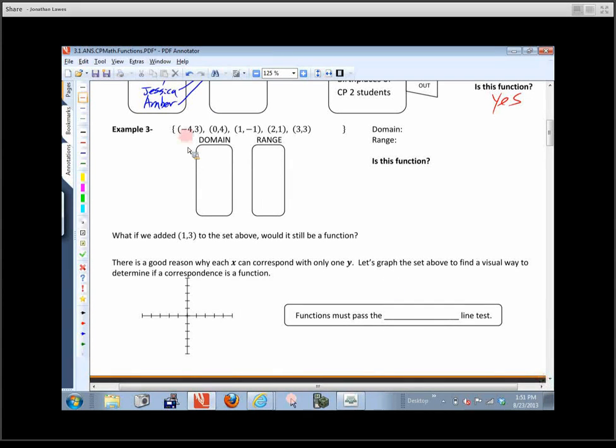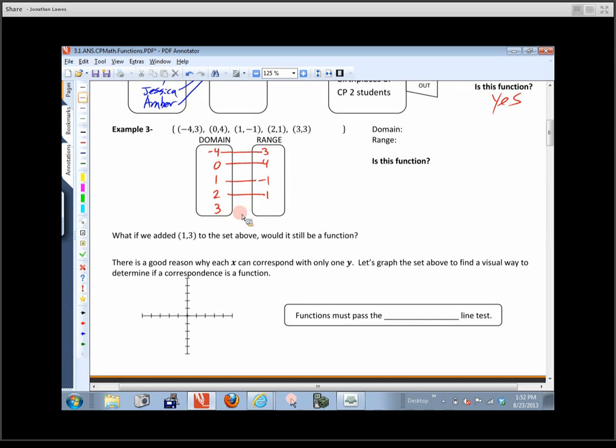So I've got this set. I've got (-4, 3), (0, 4), (1, -1), (2, 1), and (3, 3). So the X's, remember, those are the domains. So I've got -4, I've got 0, I've got 1, I've got 2, and I've got 3. 3 is the first one in the range, because -4 corresponds to 3. 4 is the next one, because 0 corresponds to 4. -1, because 1 corresponded to -1. Okay, now 2 corresponds to 1, so I've got to add that there. And then I've got 3 corresponds to 3.